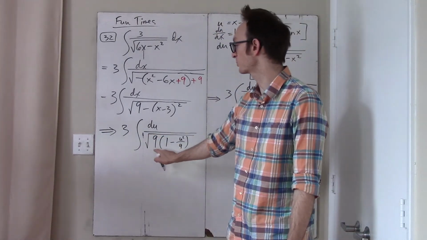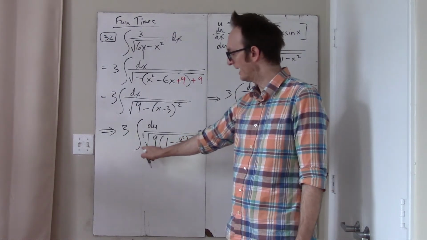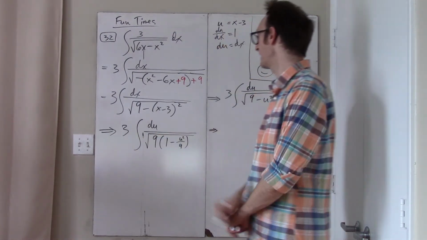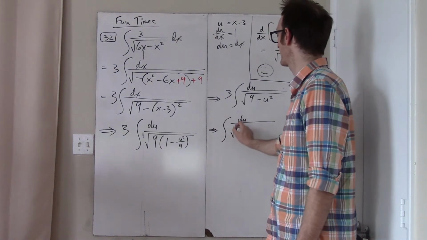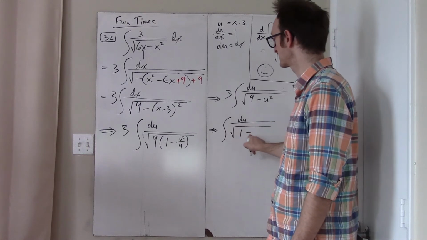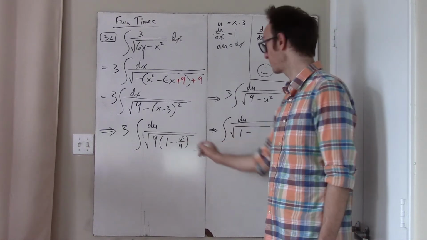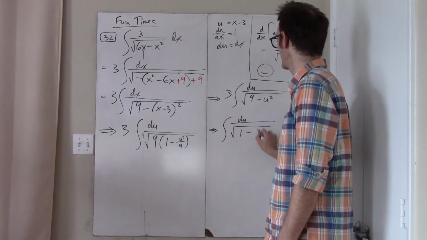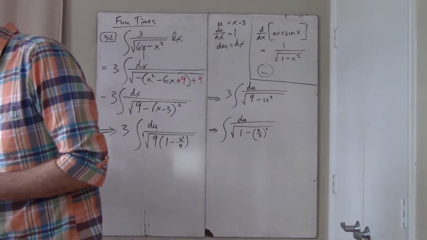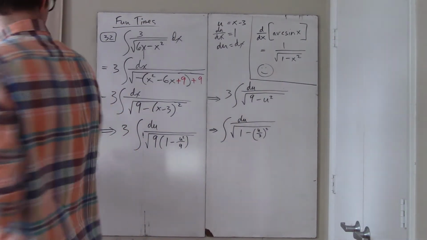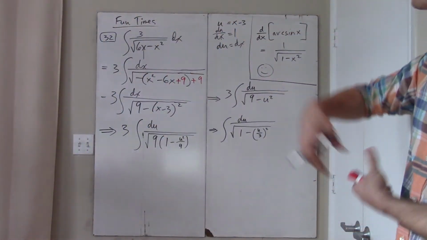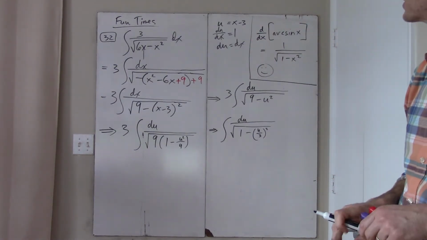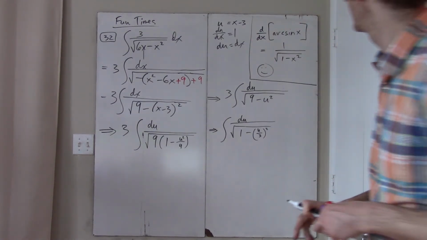The square root of 9 is just 3, so that 3 comes out and cancels with that 3. And so this just becomes du over the square root of 1 minus, but instead of writing this as u squared over 9, I will write it as u over 3 squared. And now you see that we've sort of massaged this up to a point where it's now looking very much like arcsine. But there's still one more step.